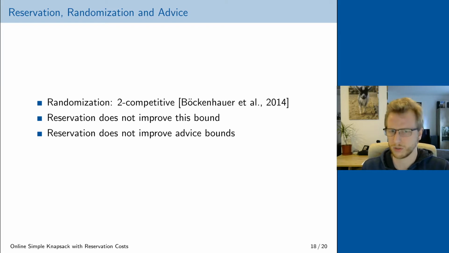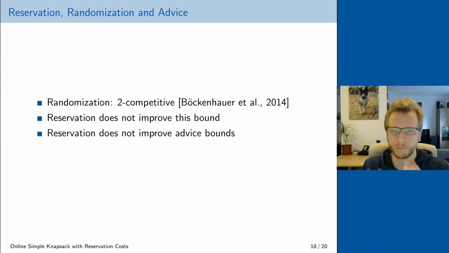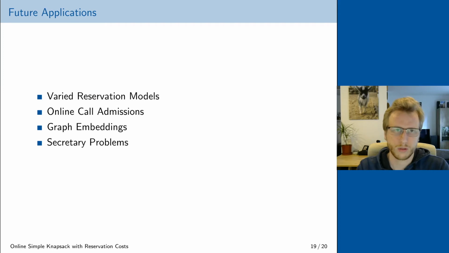And this was also surprising to us because we thought if you're making this algorithm quite a bit mightier, giving it a third option to just pay a bit for an item and then later pack it, then this could also improve these other bounds. But it turns out that this behaves sort of parallel to one another, this reservation and the randomization, or reservation and advice. It does not improve any of the bounds. And it would really be interesting for us if this is also true for other problems, but we do not know this yet. So let's look at possible further applications of this reservation model.